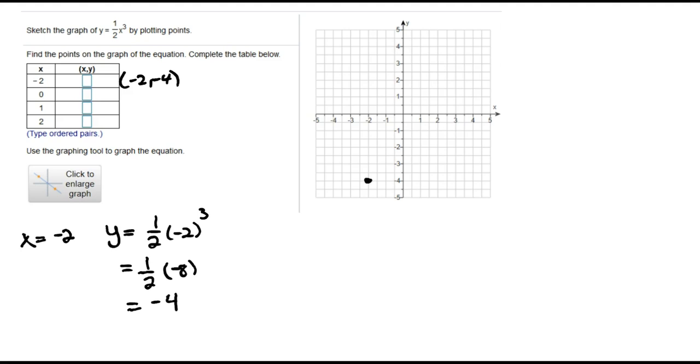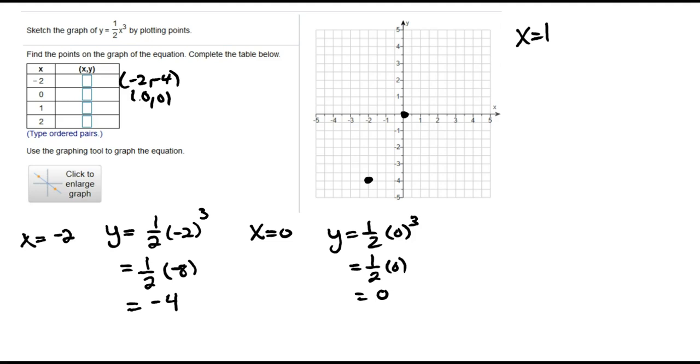would be about right here. Okay, if x is equal to 0, y is equal to 1/2 times 0 cubed. Following order of operations, 0 cubed is 0, and 1/2 times 0 is 0. So we get the ordered pair 0, 0. Then we have x equals 1. So y is equal to 1/2 times 1 cubed. That's 1/2 times 1, that's 1/2. So 1 and a half is my ordered pair, 1 and a half.